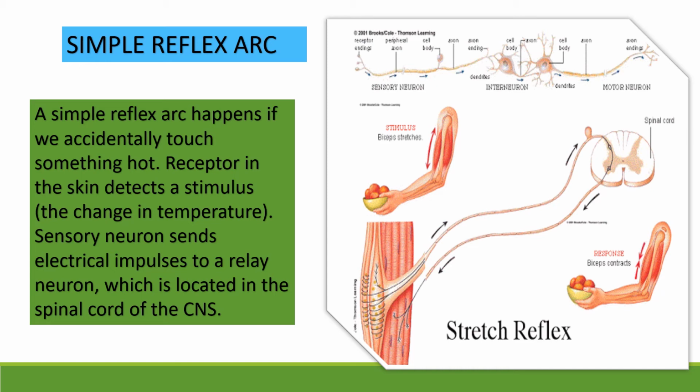Now the reflex arc has been divided into 2 parts: simple and complex reflex arc. First we are discussing the simple reflex arc. A simple reflex arc happens if we accidentally touch something hot. A receptor in the skin detects a stimulus, the change in temperature. A sensory neuron sends electrical impulses to a relay neuron, which is located in the spinal cord of the CNS.